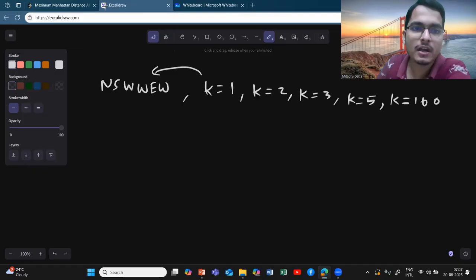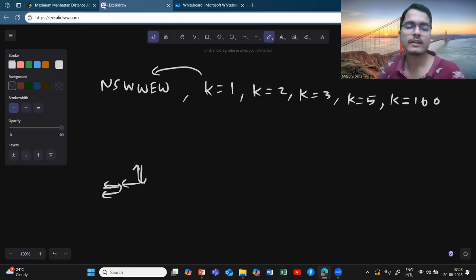So first try to see what happens exactly: you first move to the north. You start from zero, you first move to the north, and then again you go to the south. Then again you go to the west once, and then again west once, and you go to the east now, and then again you go to the west.